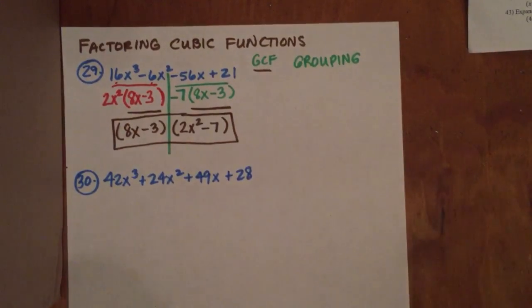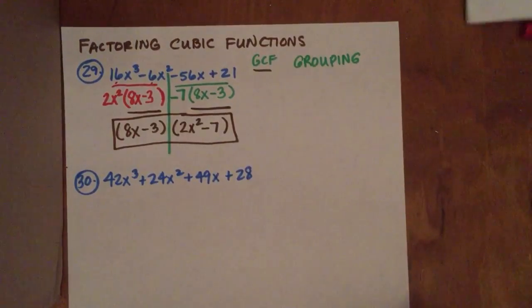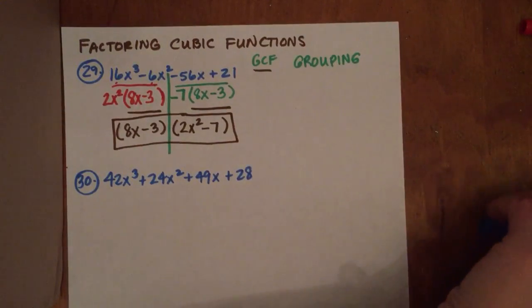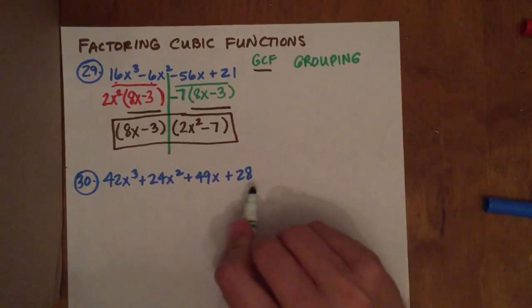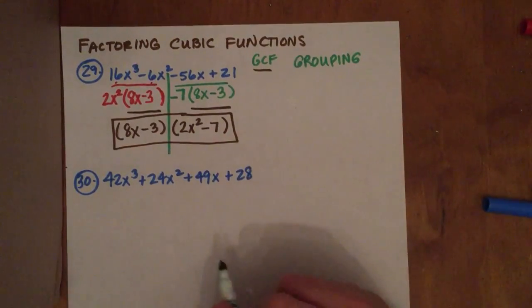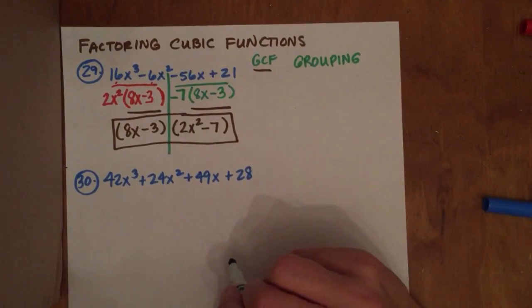Is there a greatest common factor between all of these terms? Is there something I can extract, something I can divide out? Variable-wise, no, because 3 of these terms have x's, 1 of them does not. All right, so that's not something we can use.